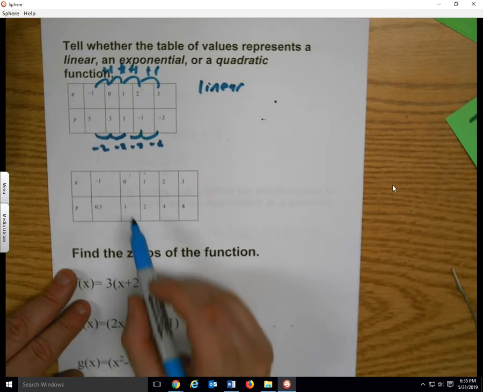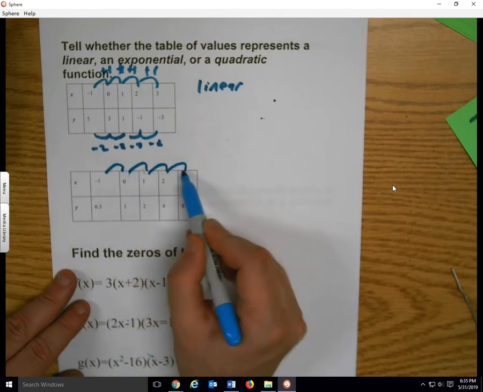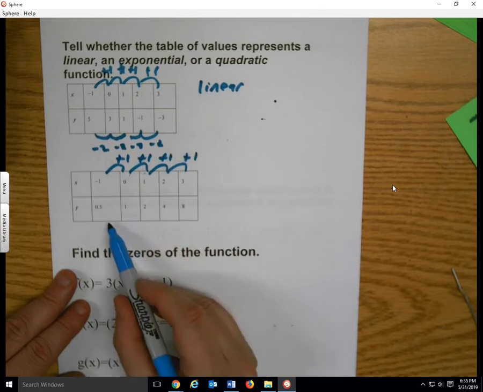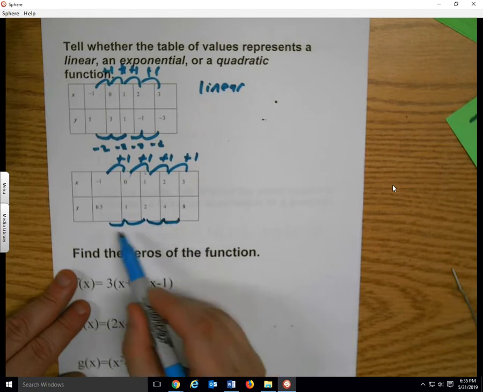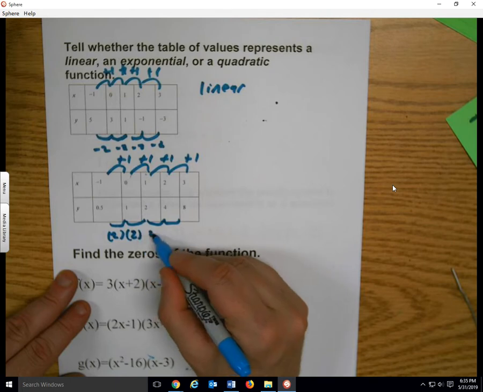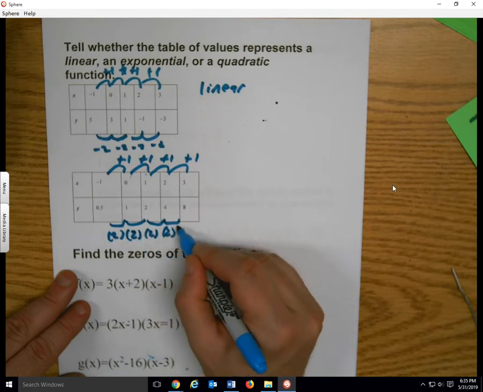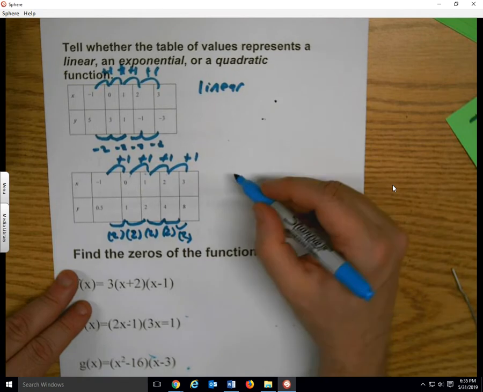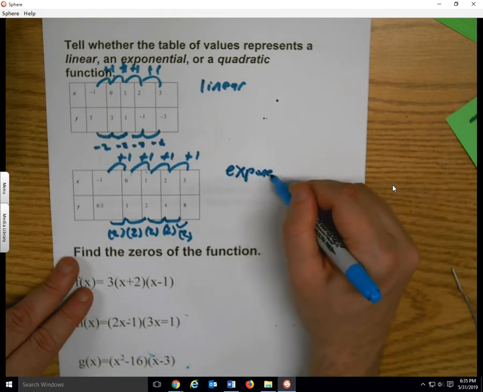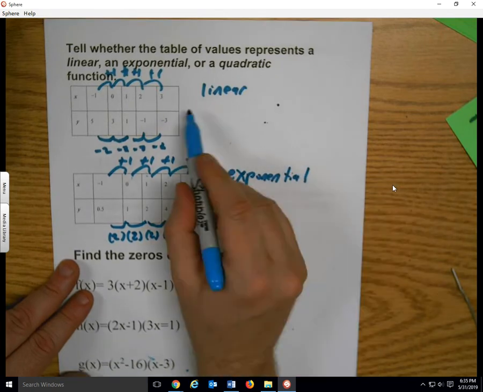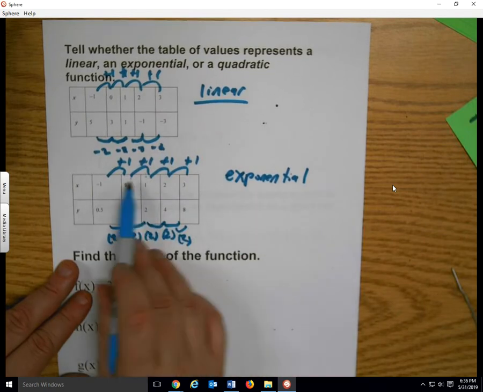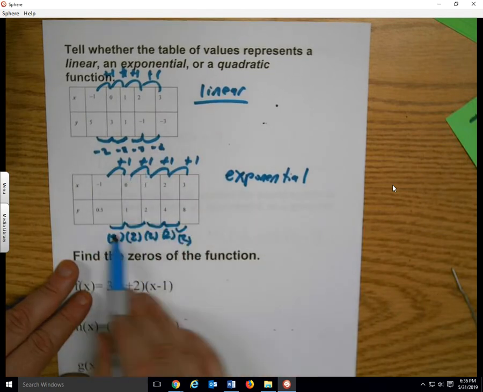What about this one here? Well, we're doing a plus 1 each time. And if you look here, we're multiplying by 2 each time. If you're multiplying by the same number each time, that's exponential. So linear is when you're adding and adding, or adding and subtracting. Exponential is when you're adding and multiplying or dividing. Okay.